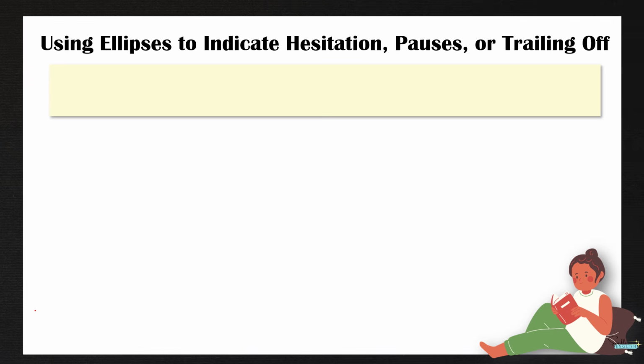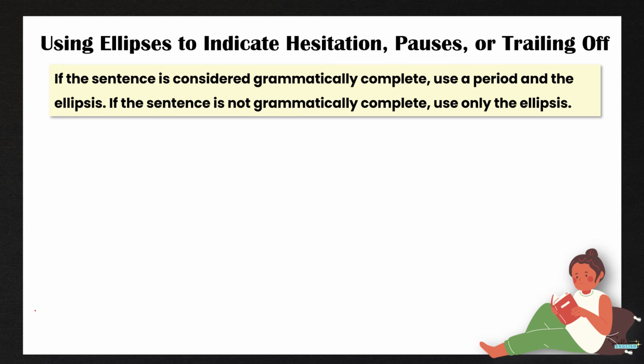You will see many uses of ellipses in novels. Now, if the sentence is considered grammatically complete, we use a period and the ellipsis at the end.